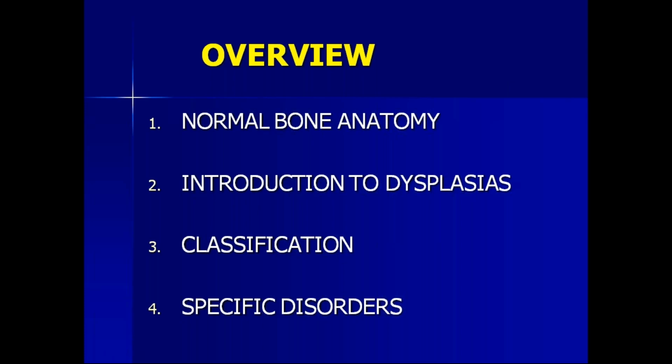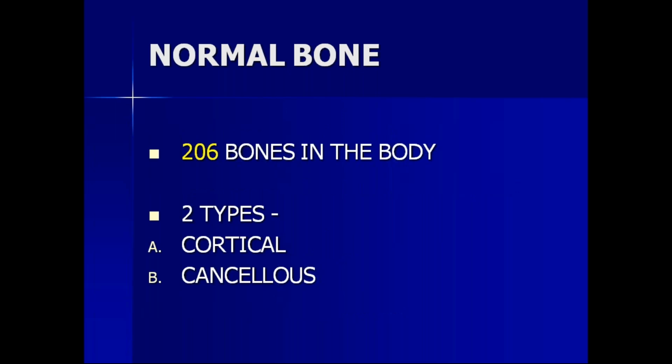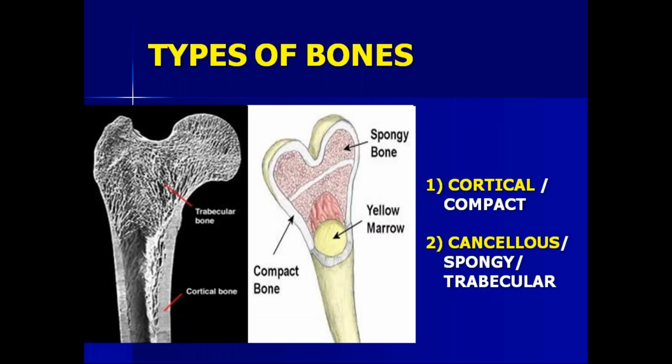Yes, sir. So we'll go through normal bone anatomy, introduction to dysplasias, classification, and specific disorders. There are around 206, 208 bones in the body. There are two types of bones: cortical bone and cancellous bone. The cortical is a stronger structure; it is compact in nature, whereas cancellous is spongy, trabecular bone. You should not confuse the cancellous bone with bone marrow. Bone marrow is different. Cancellous bone is the softer part or the spongy part.